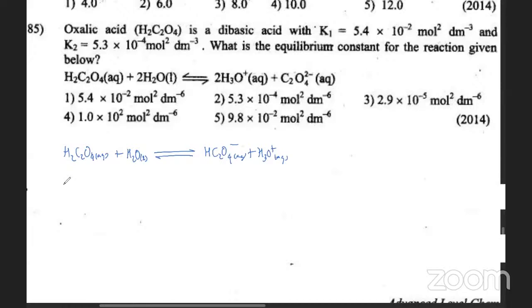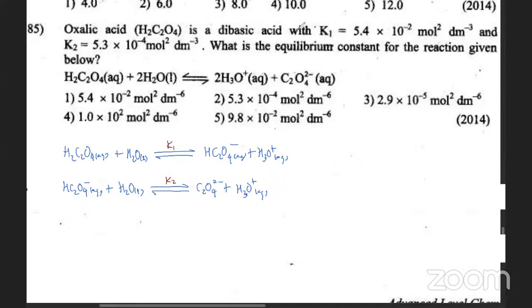And the next one, HC2O4 minus aqueous, will be reacting with water and will turn to C2O4 2 minus plus H3O plus. So this is going to be K1, this is going to be K2.